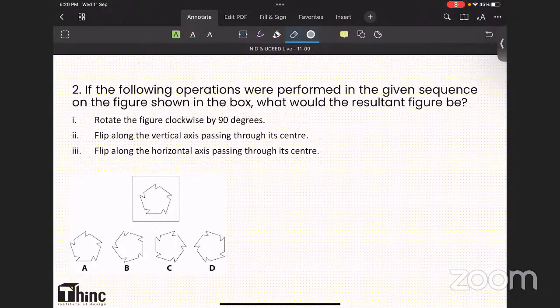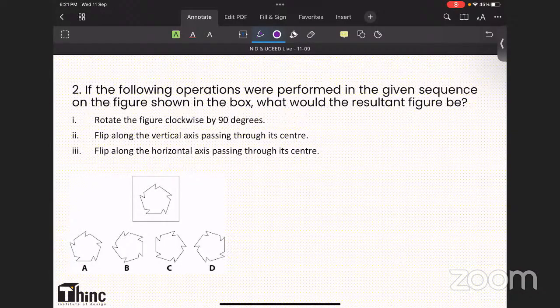So I'm getting a few responses like A and C. Sorry, option D and option C. These were what I got. So let's have a look. Rotate the figure clockwise 90 degrees. See, clockwise rotation.